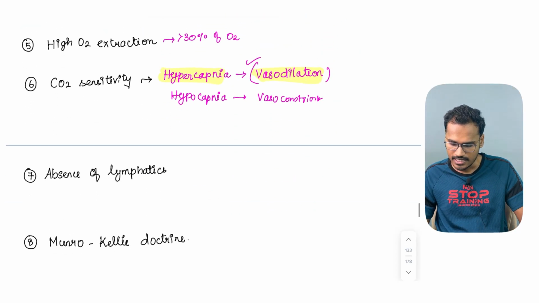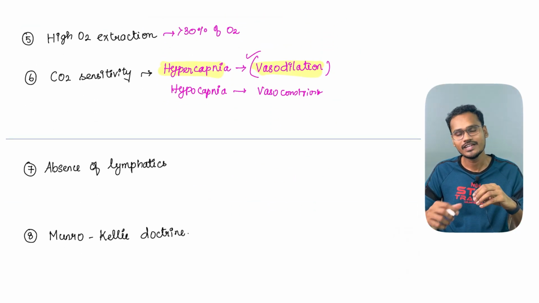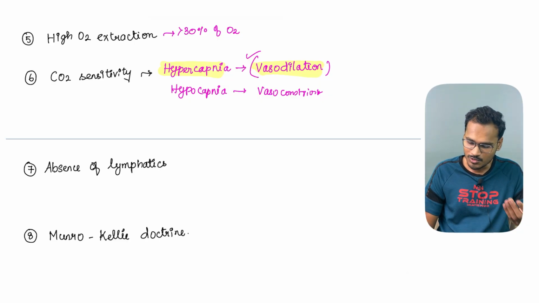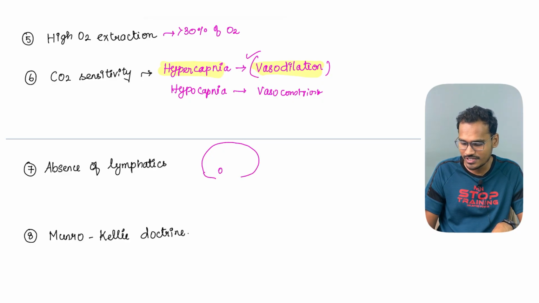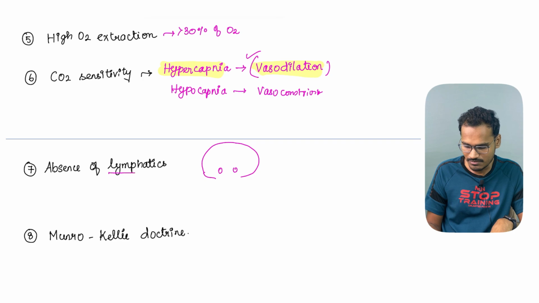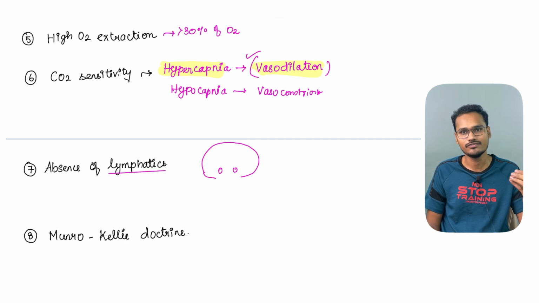Next thing is, there is absence of lymphatics. Whenever you are drawing a diagram of the brain, most of the time, not most of the time, almost all the time, you would have never drawn any lymph nodes in the brain, because the brain as such does not have a lymphatic system, like all other organs in the body have.